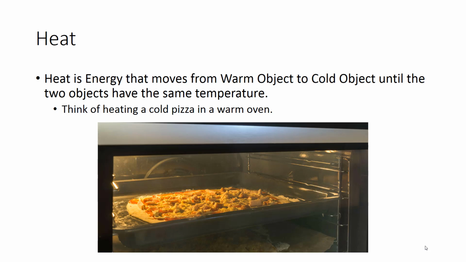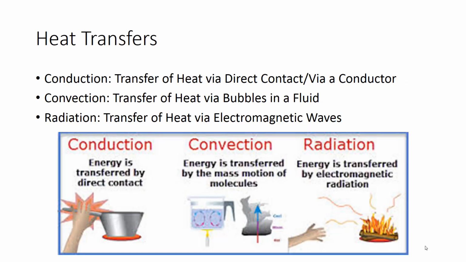And what happens is, as the cold pizza absorbs the heat, its temperature goes up, up, up, up, and up. At some point, you take the pizza out. If you left it in there, it would eventually be the same temperature as the air in the oven, and you'd have a very burnt pizza. But how does this happen? Well, there are actually three main types of heat transfer that we're going to talk about in this investigation.